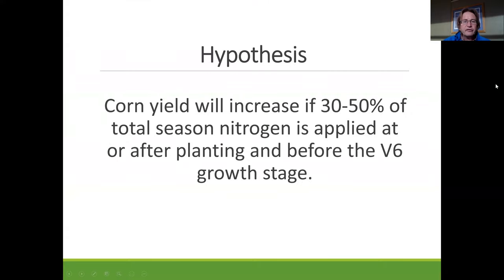So our hypothesis was that corn yield will increase if 30 to 50% of the total season nitrogen is applied at or before planting and before the V6 growth stage. What we wanted to do was overcome that sequestering of nitrate that cover crops do, with more fertilizer in the nitrate form during that yield formation stage.